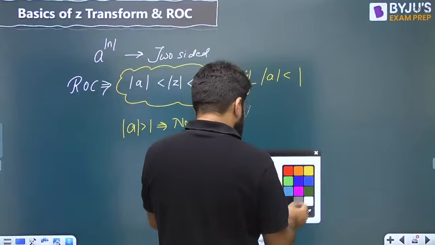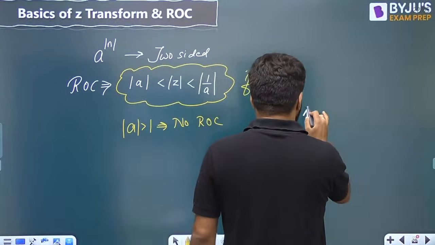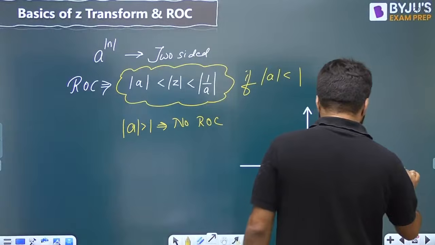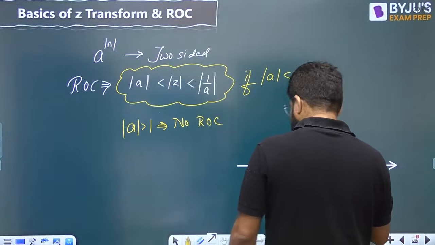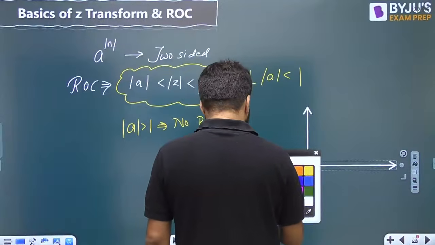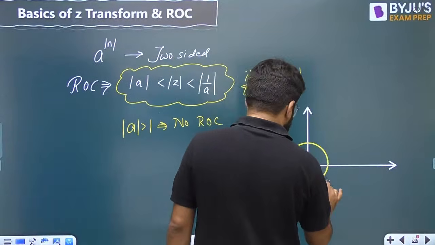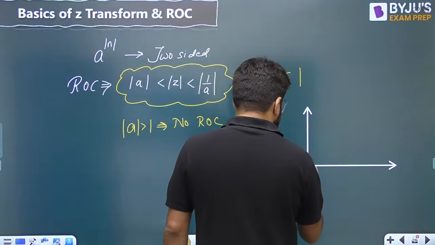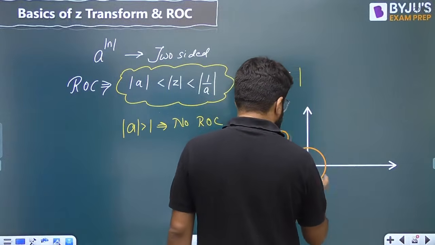Then, sir, what is the sketch for this ROC? Let's quickly make that also. What is the sketch for this ROC? This is the very next important condition.